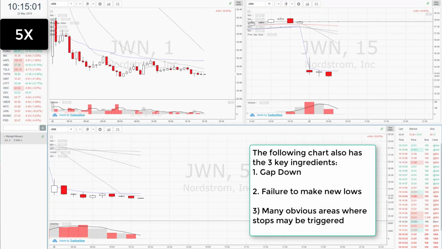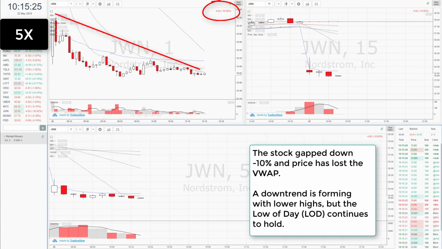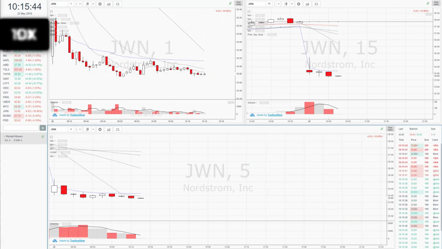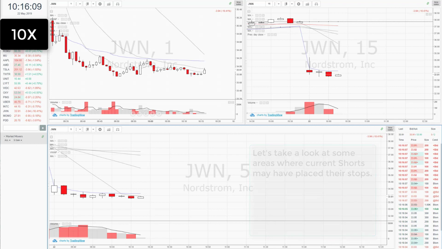Example 2. The following chart also has the 3 key ingredients: gap down, failure to make new lows, many obvious areas where stops may be triggered. The stock gapped down 10% and price has lost the VWAP. A downtrend is forming with lower highs, but the low of the day continues to hold. Let's take a look at some areas where current shorts may have placed their stops.